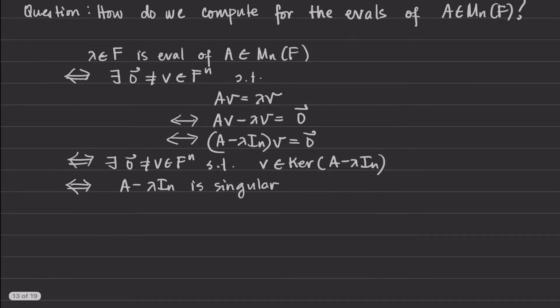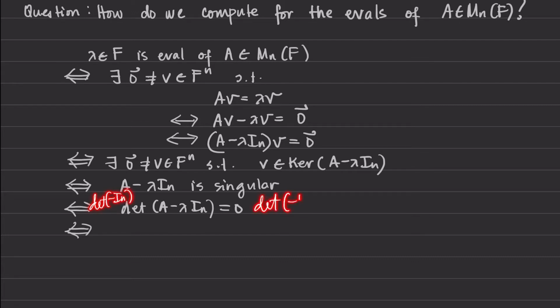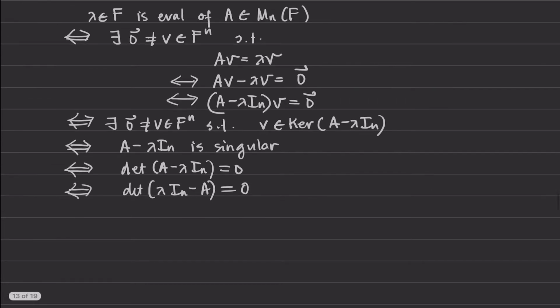At ano ibig sabihin ng singular ang matrix? Ibig sabihin, its determinant is 0. 0 scalar. Or pwede kang maglagay ng determinant ng negative identity sa magkabilang side. Okay, tapos ang mangyayari dyan ay magkakaroon ka ng determinant ng lambda I_n minus A equal to 0 pa rin.